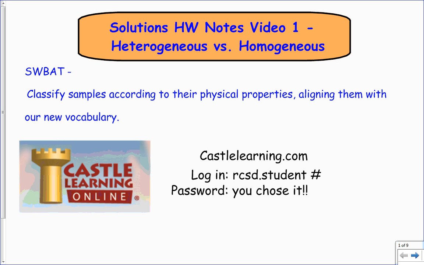Unit number 7, solutions. Today we will do the first video. We will compare heterogeneous and homogeneous mixtures, okay? And we'll get into some definitions.